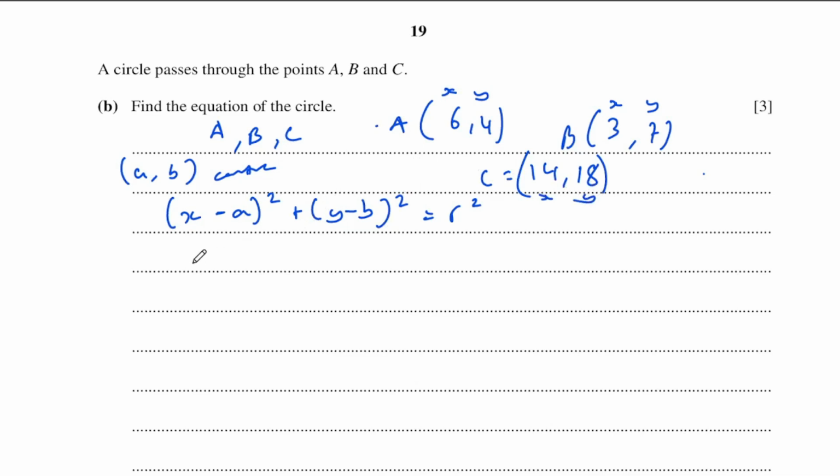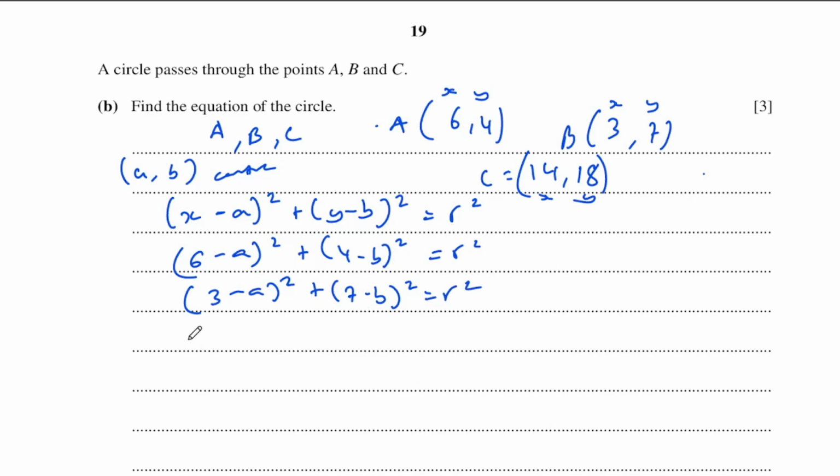So 6 minus a squared plus 4 minus b squared equals r squared. Then you're going to get 3 minus a squared plus 7 minus b squared equals r squared. And here you're going to get 14 minus a squared plus 18 minus b squared equals r squared.